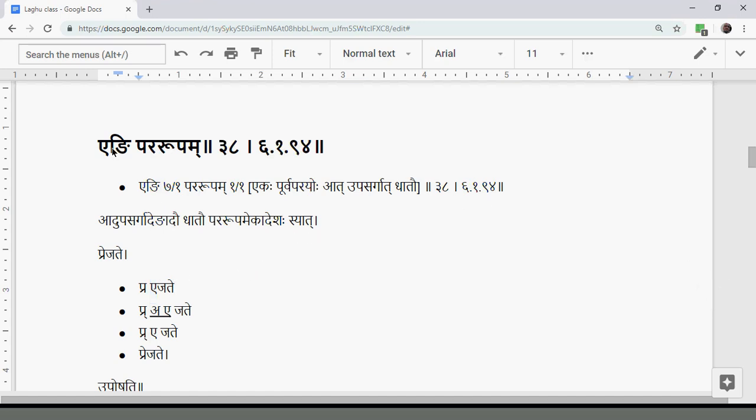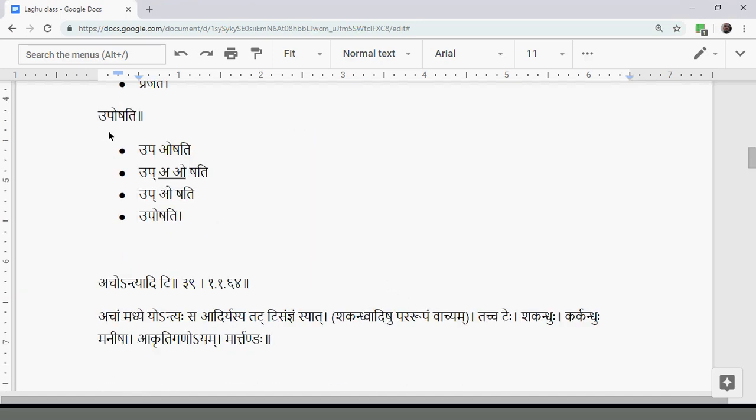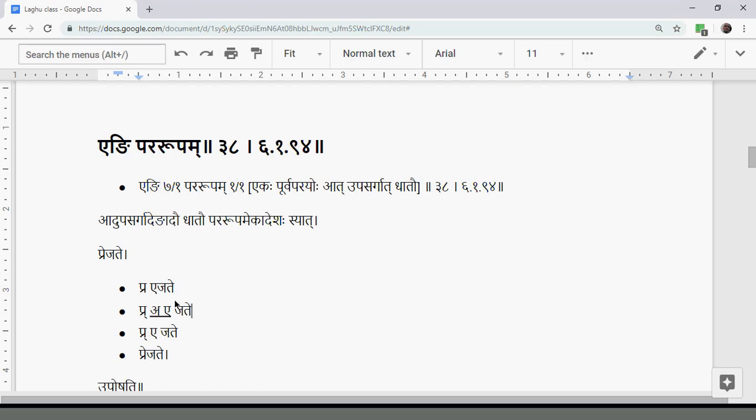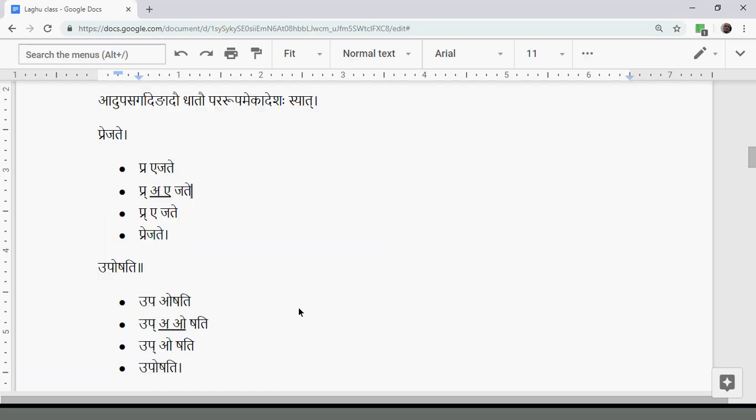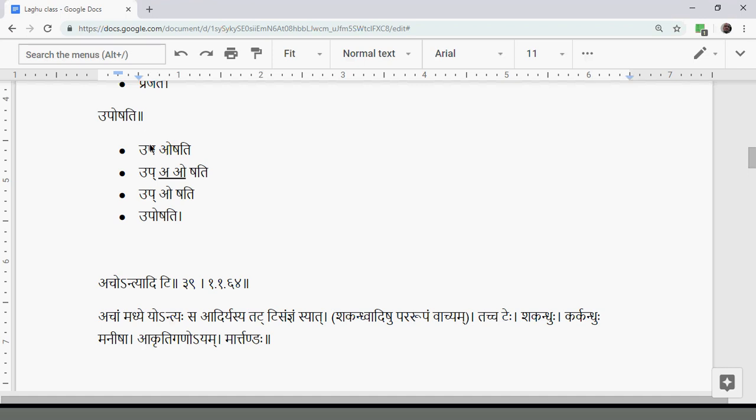There is a vidhi that vriddhi should take place. But this gives an apavada, engi pararupam. So pararupa is the eng itself. It's an eng letter, and the eng letter is the replacement for what? Ekah purva parayoh. Purva parayoh ekah pararupam adesha bhavati. So pararupa adesha, pararupam is given. And the example we saw: pra ajate will become prejate, not praijate. Otherwise, vriddhi would have given praijate. Praijate is not a sadhu form, prejate is the form. Similarly, upa oshati, upa plus oshati, you don't get upa oshati, but you get uposhati. Pararupa o is the single adesha for akara and okara both.